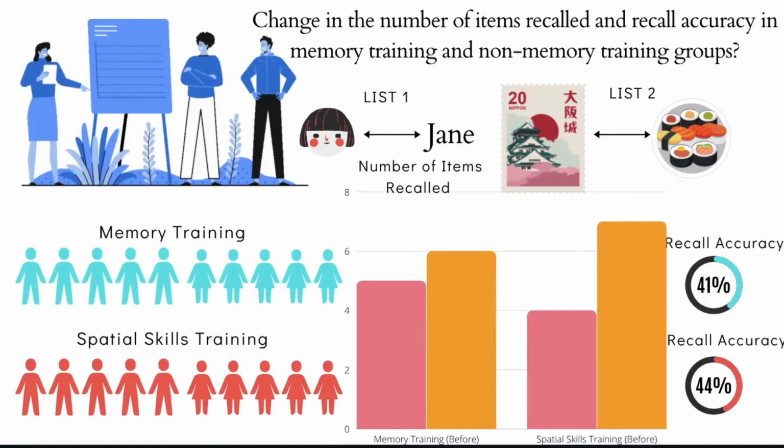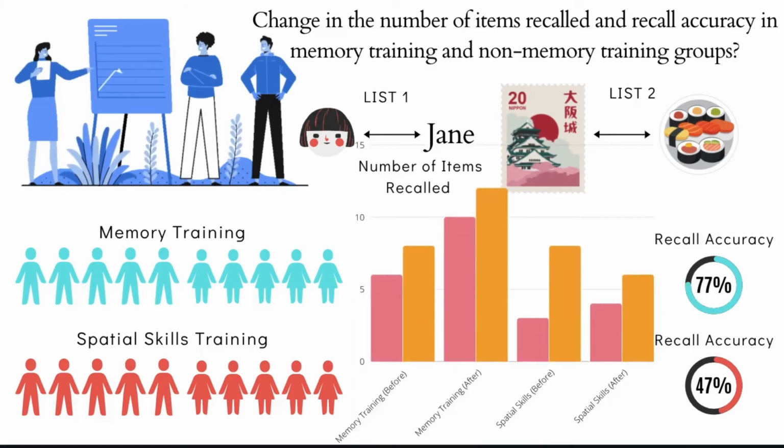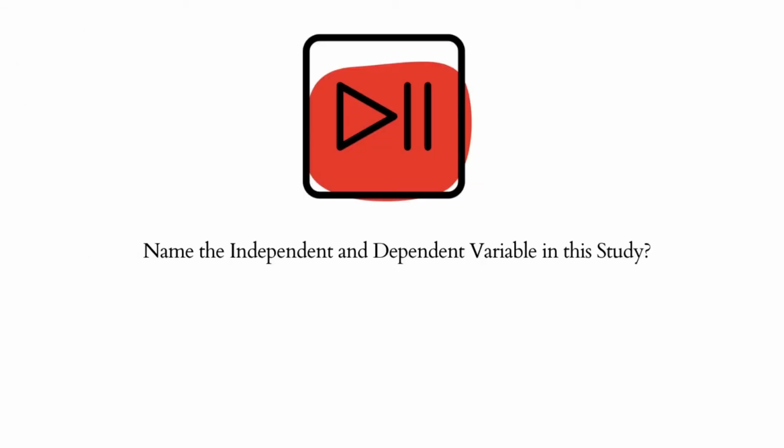Following this active training, the participants retake the recall test, and then we account for their post-training measures. Let's look at some mock data of the post-training measures. Here we have some mock data for the post-training, and we observe that the memory training group has done fairly well in both the number of items recalled as well as the recall accuracy as compared to the spatial skills training group. So let's pause the video for a second and try to name the independent and the dependent variable in this study to test our knowledge.